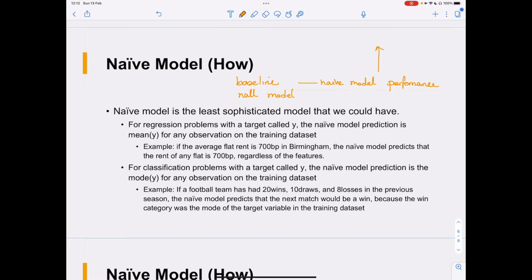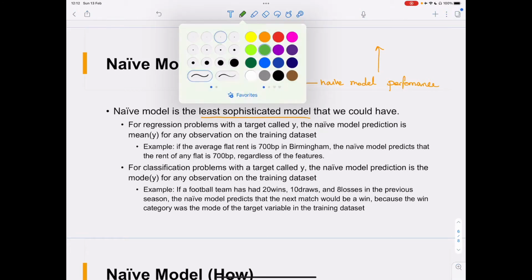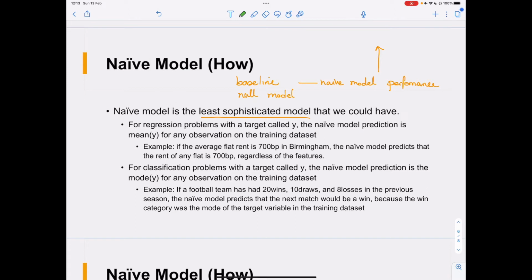Naive model is the least sophisticated model that we could have. So this is something that we pointed out earlier. Let me change the color because it's quite important. For regression problems with a target variable called y, the naive model prediction is the average y for any observation on the training dataset.